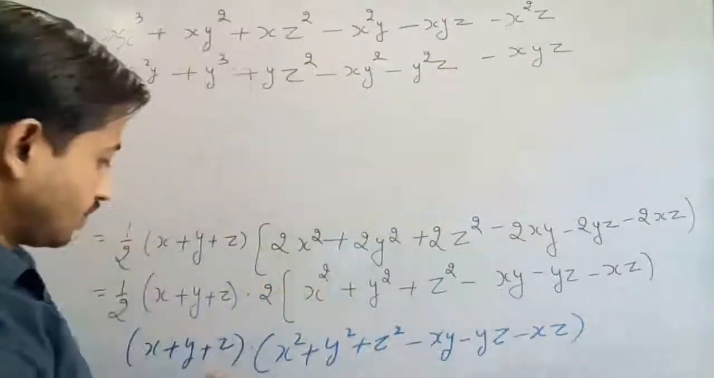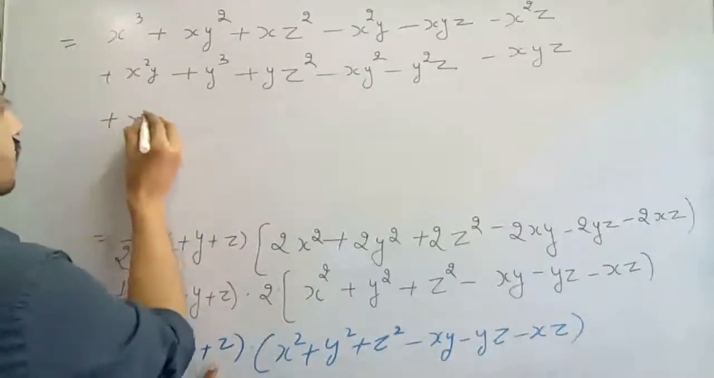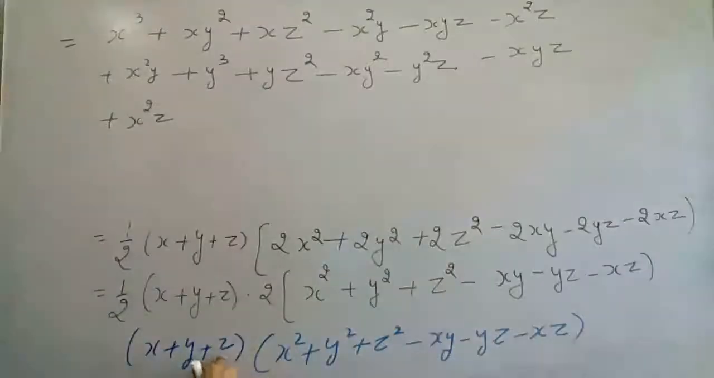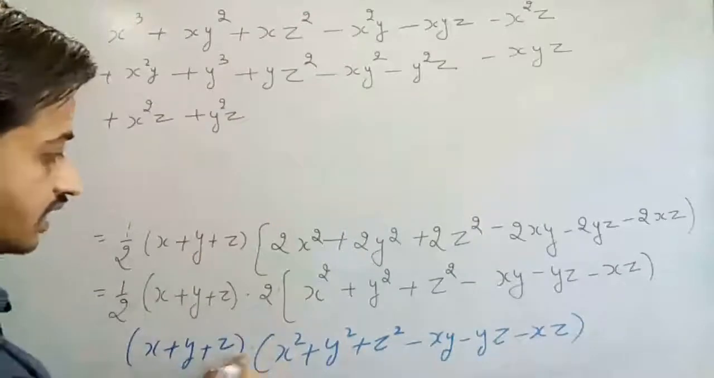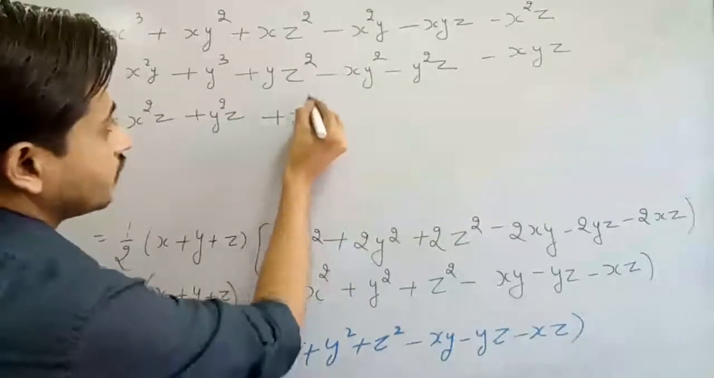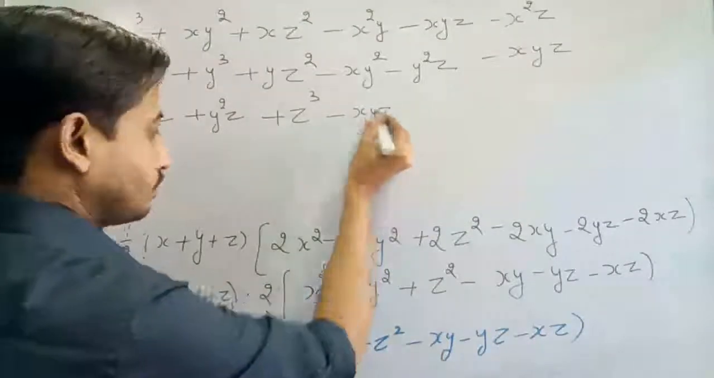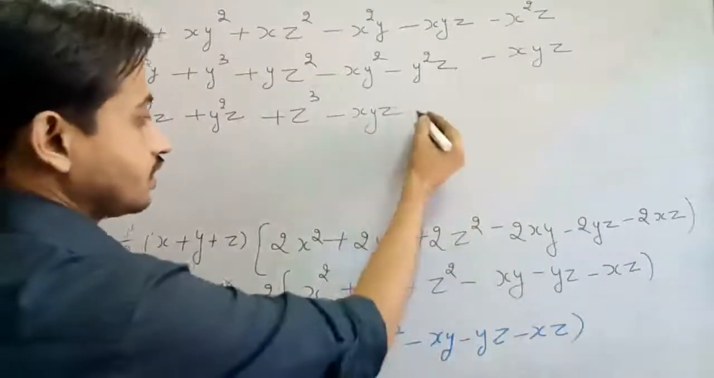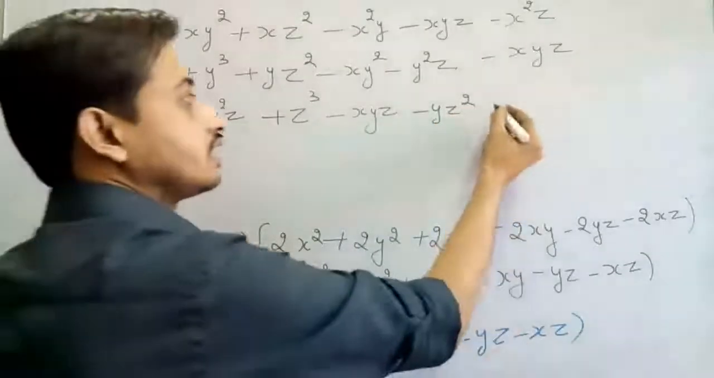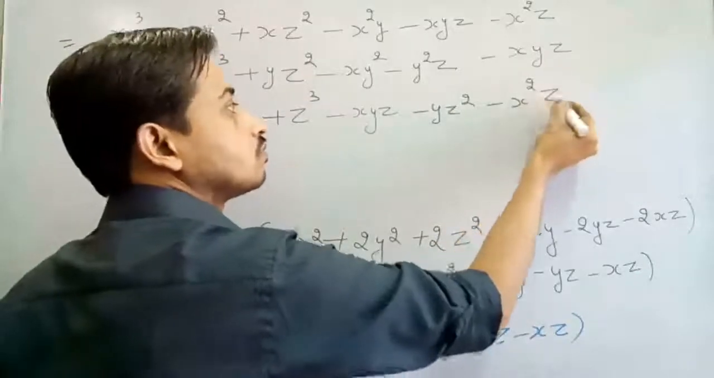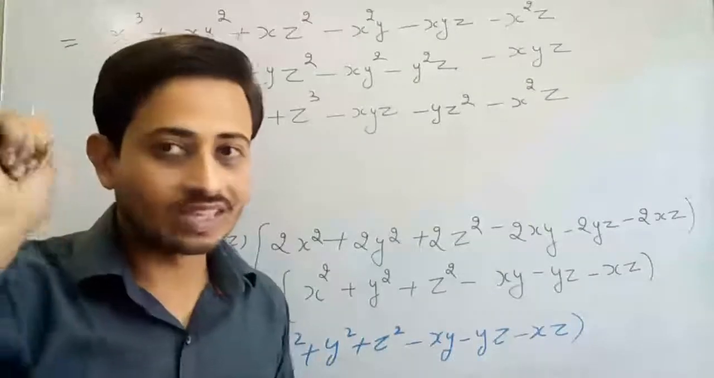Same, do multiply z with all terms. Z into x square, I get x square z. Z into y square, I get y square z. Z into z square, I get z cube. Z into minus xy, I get minus xyz. Z into minus yz, I get minus yz square. Z into minus xz, I get minus x square z. So we did multiply. Now you have to cancel out.